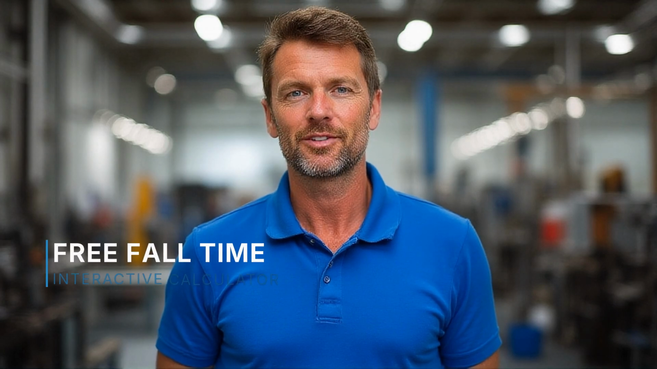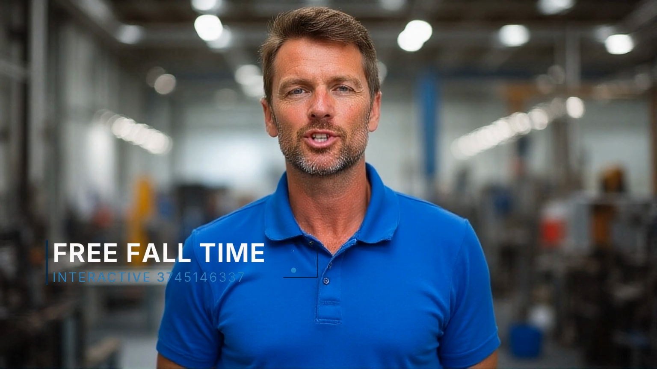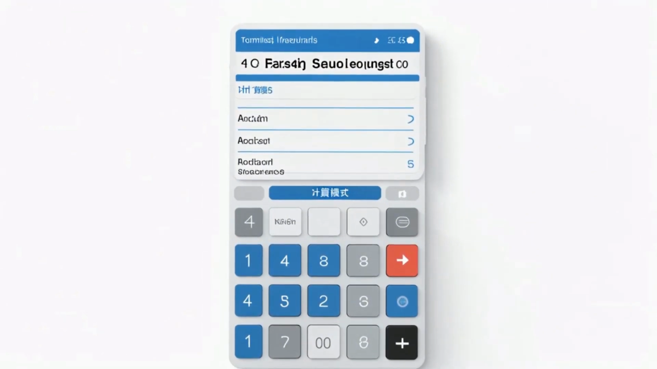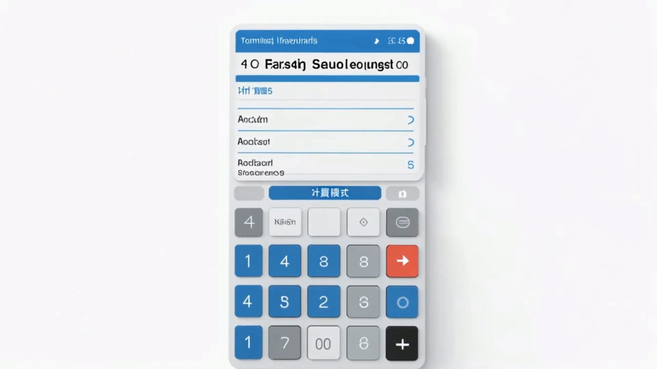The freefall time interactive calculator solves projectile motion problems for objects in freefall. Let's look at the input fields. First, we have a calculation mode drop-down menu with 6 options.